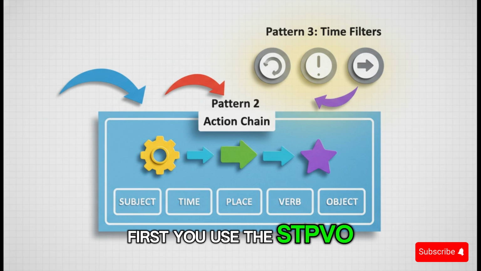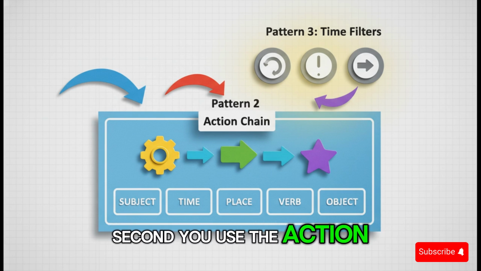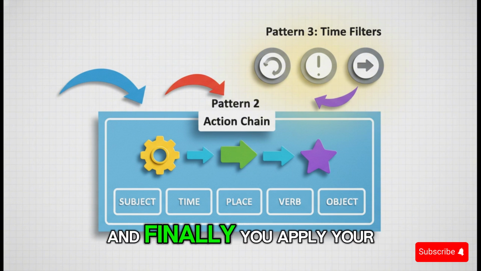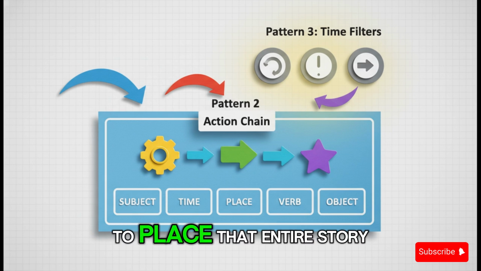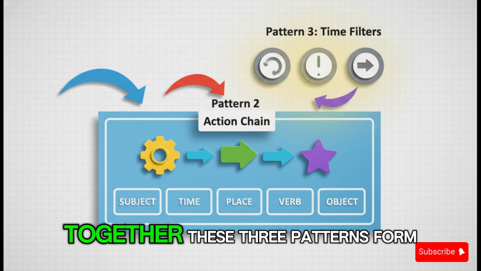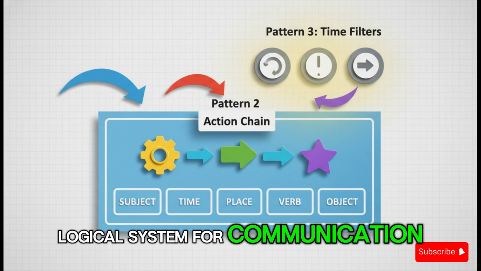First, you use the STPVO Blueprint to set your scene. Second, you use the action chain to link your events together in chronological order. And finally, you apply your time filters to place that entire story in the past, present, or future. Together, these three patterns form a complete logical system for communication.